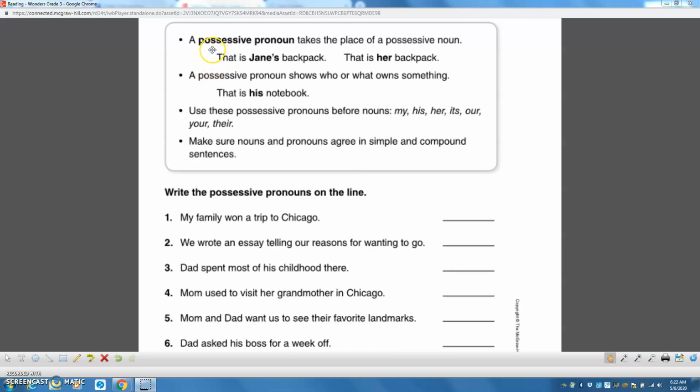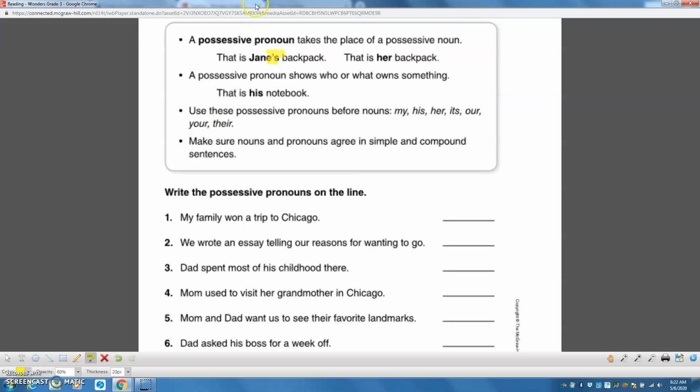Okay, today we're going to be talking about possessive pronouns. Now remember, possessive means when something belongs to something. So if we look at this first sentence, that is Jane's backpack. So remember, we use that apostrophe S. Let me highlight that. Okay, so we use the apostrophe S to make the noun possessive. So our noun is Jane, and what belongs to her is the backpack. So we use apostrophe S to say Jane's backpack.